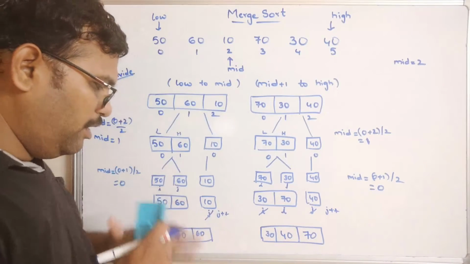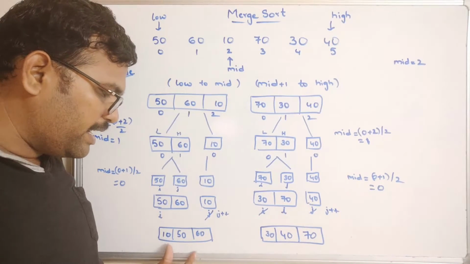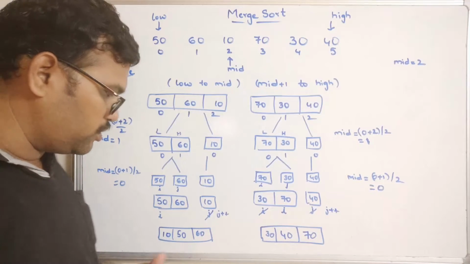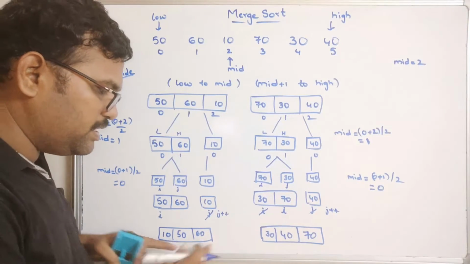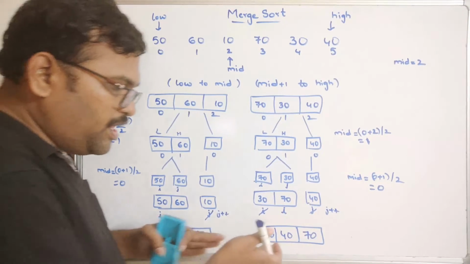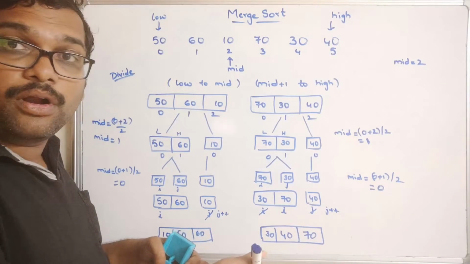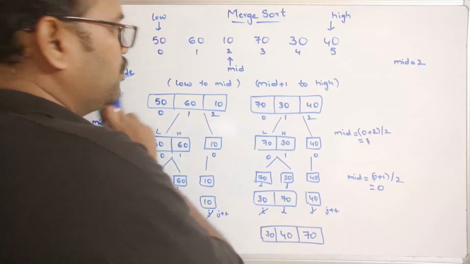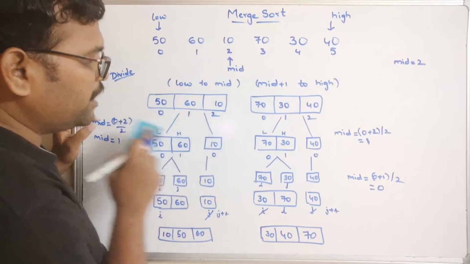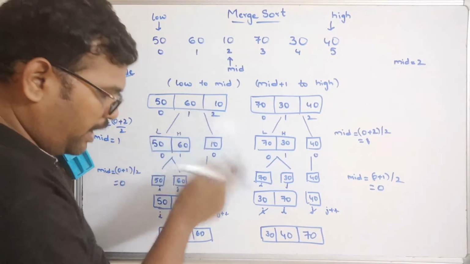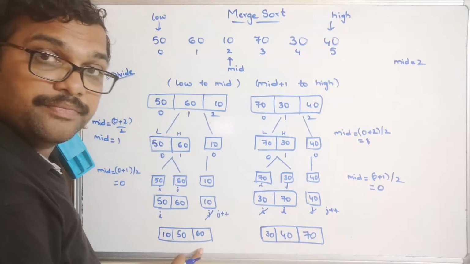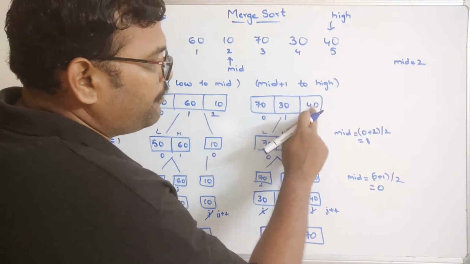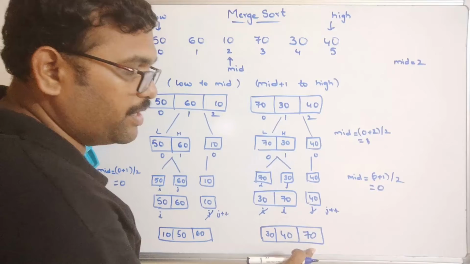So you can observe after every step we are getting the elements in sorted order. So here you can see 10, 50, 60. These elements are in sorted order. 30, 40, 70. These elements are in sorted order. Now what we have to do? So we have to combine these two arrays. After the first division you can see 50, 60, 10, and now it is 10, 50, 60. After division 70, 30, 40, here you can see 30, 40, 70.